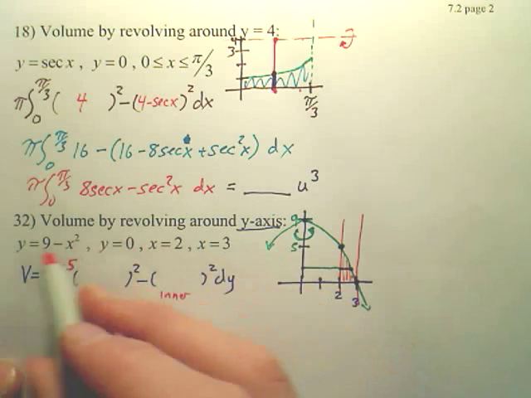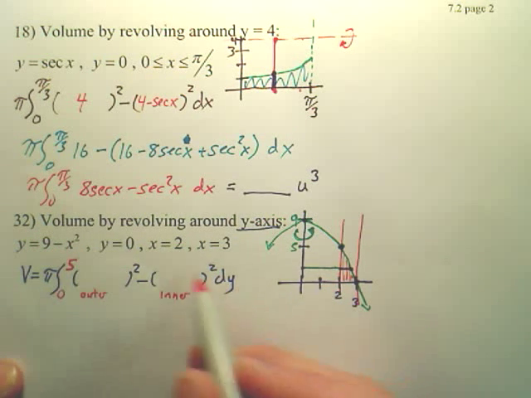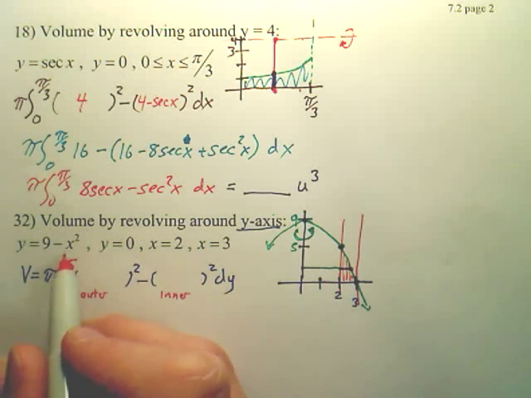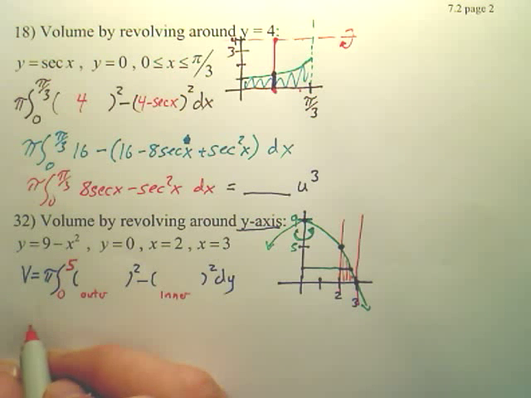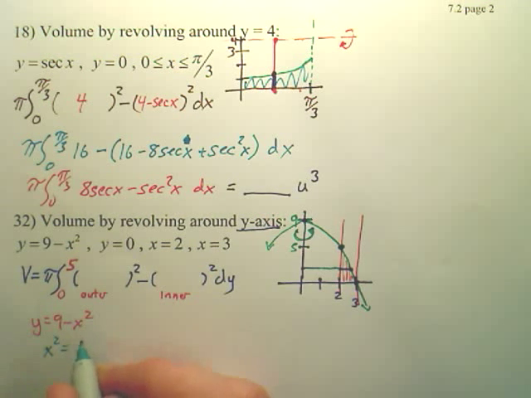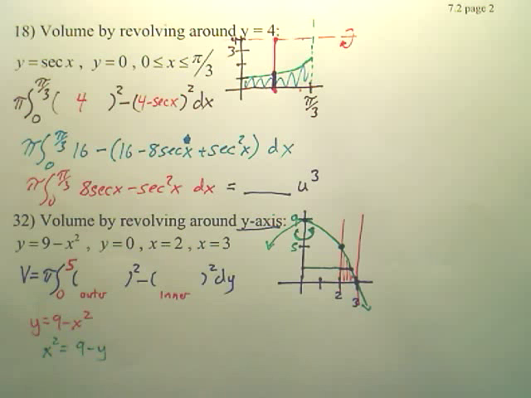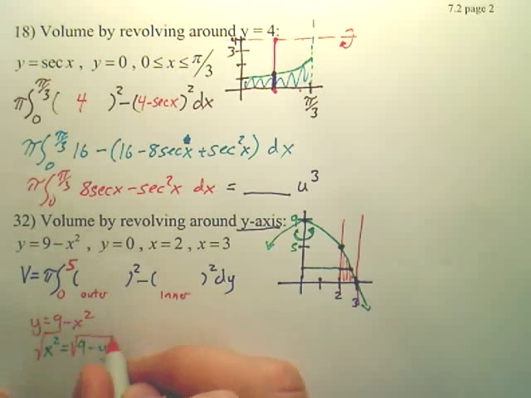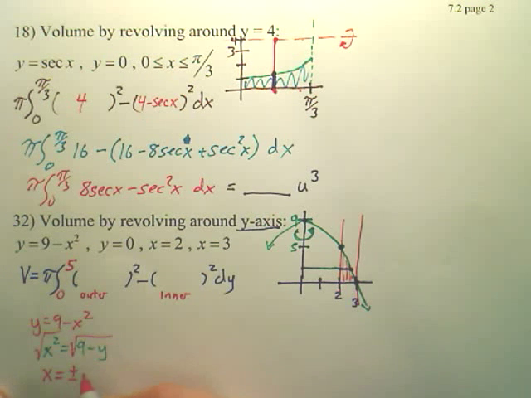Here's the problem. Isn't it in dy form? So do I need to change this? I've got to change it, so if I take y equals 9 minus x squared, I've got to solve that for x. So what we end up with is x squared equals 9 minus y. Move the x squared over, move the y over. Square root, we get x equals plus or minus the square root of 9 minus y.